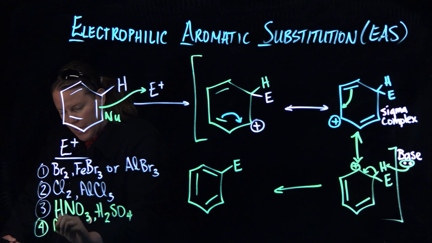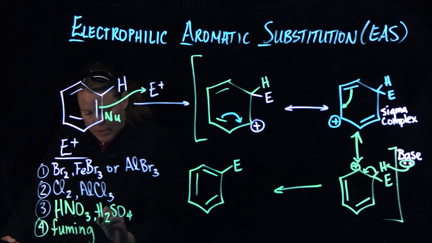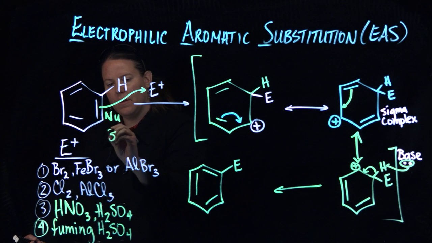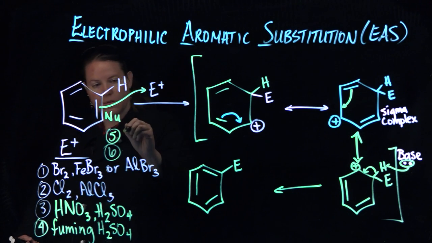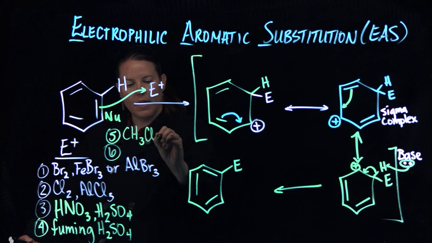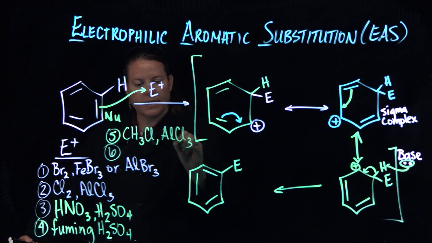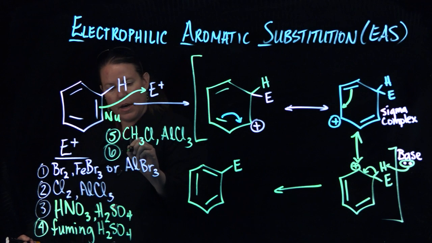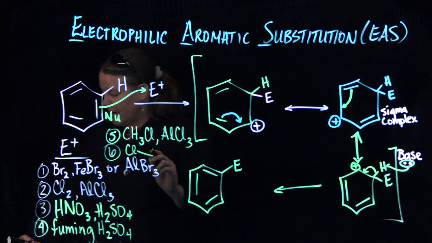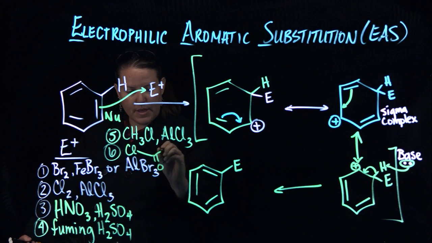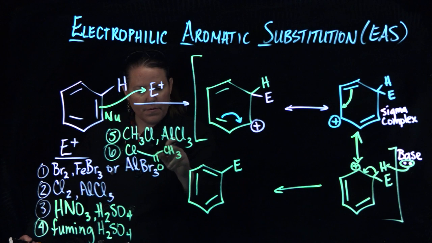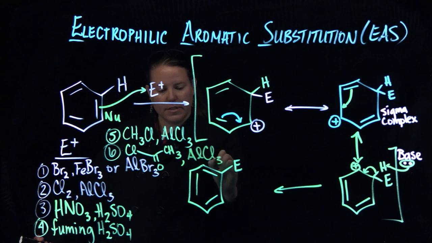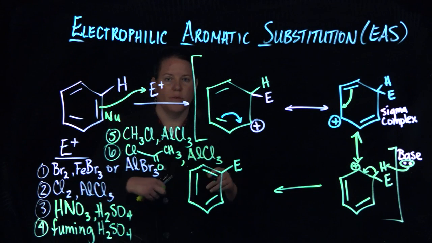You could have fuming H2SO4. You could have the Friedel-Crafts additions, which we're going to spend a lot of time talking about, where you have some kind of alkyl group on that Cl. Instead of two Cls, you have an alkyl group with the Cl and then the AlCl3. That's Friedel-Crafts alkylation. You could have Friedel-Crafts acylation, where this doesn't have to be a CH3, it could be all kinds of things, with AlCl3, and so on and so forth.